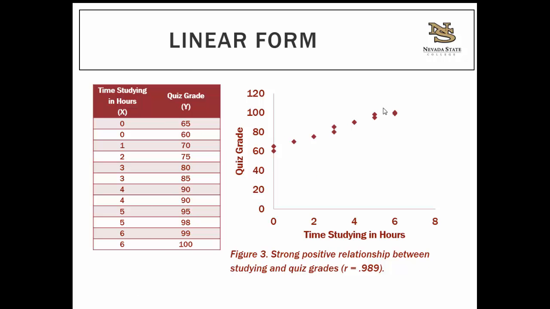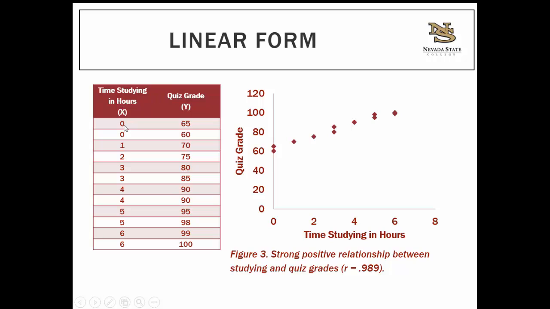Now let's look at some linear relationships that are appropriate for Pearson's correlation coefficient, or R, what we're going to be looking at. So here's an example of time studying in hours and quiz grades. So we're calling time studying in hours X because we think that X is predicting quiz grades, or Y, right? So we think this is our dependent variable, quiz grades, and that time studying hours is our independent variable. But we're not 100% sure, although in this case it's pretty clear, right?